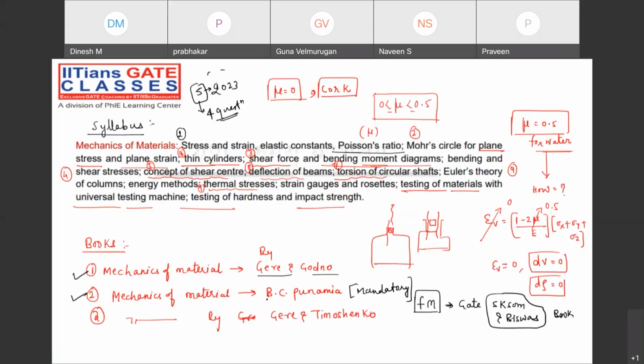That is Mechanics of Materials by Gere and Goodno, and Mechanics of Materials by B.C. Punmia. Please note down. All of you understanding the syllabus coverage and all?